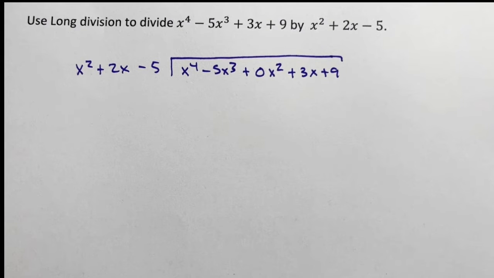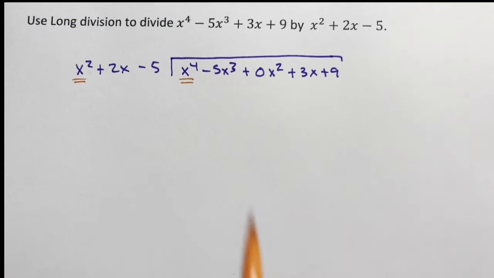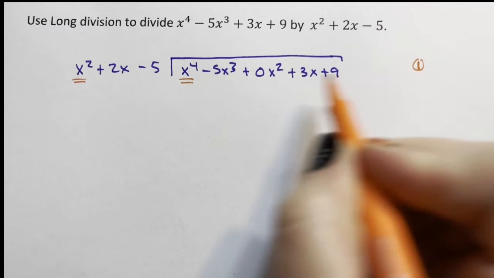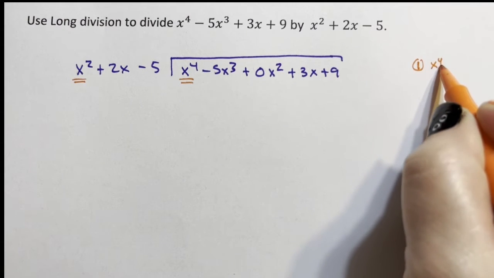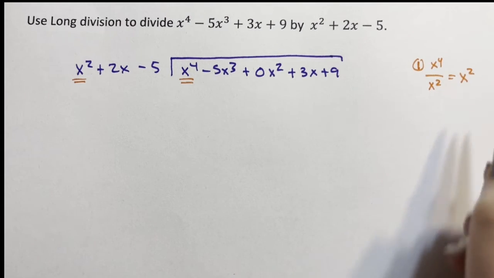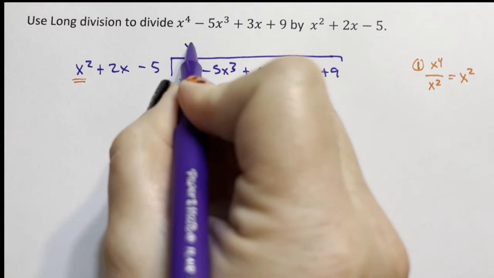Now, when you divide polynomials, you just focus on the leading term. We focus on the x squared, we focus on the x to the fourth, and everything else is just along for the ride. So I always number my steps when I do this. You don't need to number your steps, but I do. In my first step, I'm going to take x to the fourth divided by x squared, and x squared goes into x to the fourth x squared times. So that's the first thing I'm going to put up here, x squared.